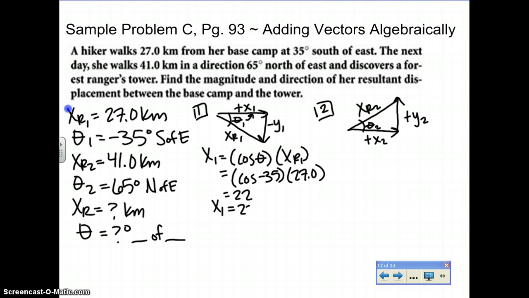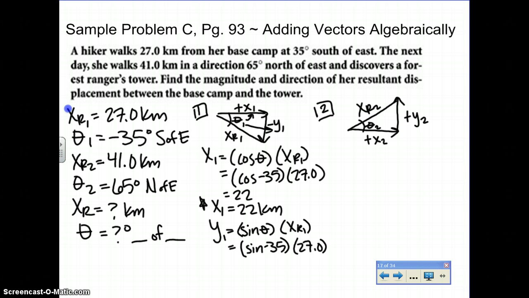So x sub 1 equals 22 kilometers. All right, y sub 1. Y is opposite, so that would be the sine function. So sine theta times R1 is going to be sine of negative 35 times 27.0. So that is going to give you negative 15 kilometers for your y sub 1.